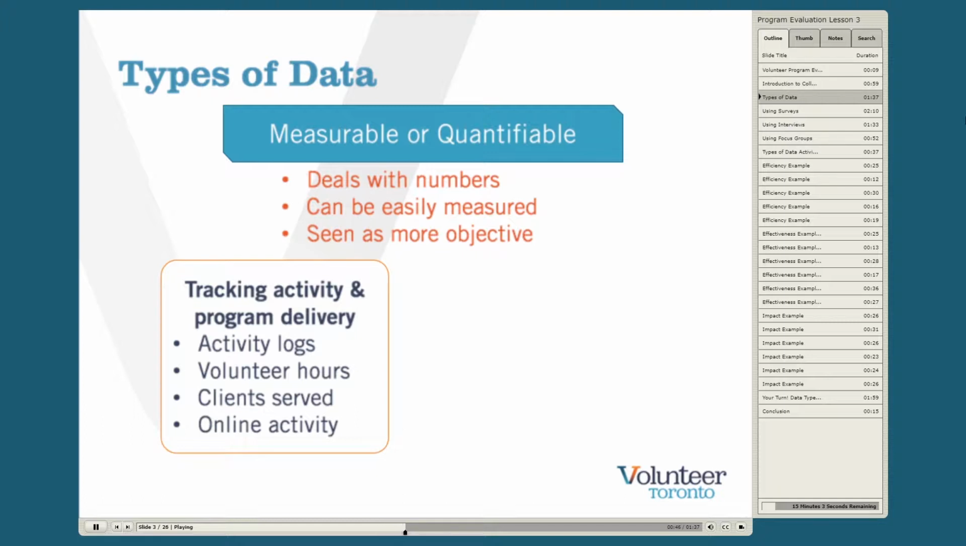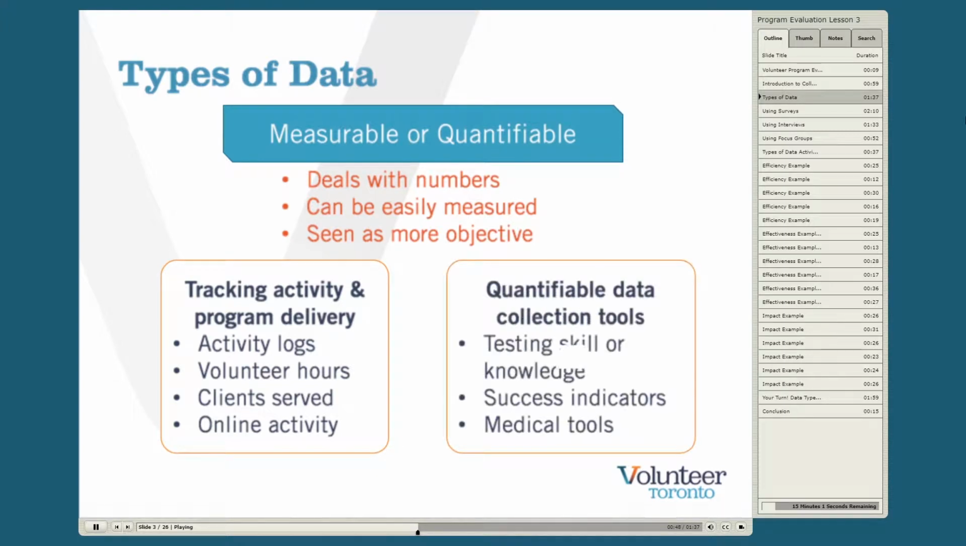To help measure specific outcomes, you can use quantifiable data collection tools such as testing skill or knowledge to assess increase in education or knowledge, develop and evaluate success indicators to determine improvement in employment rates or other outcomes, and track health outcomes with medical tools or support from health systems.